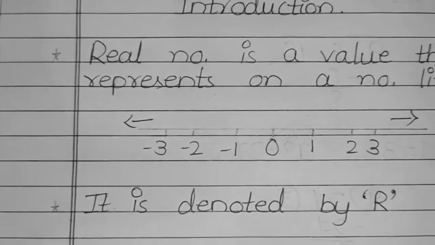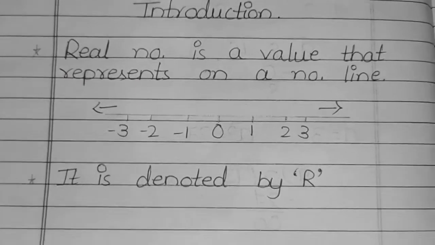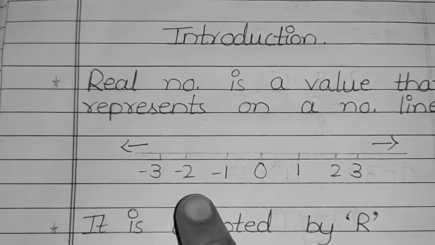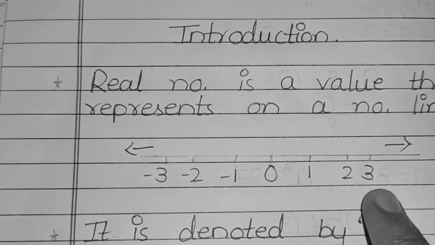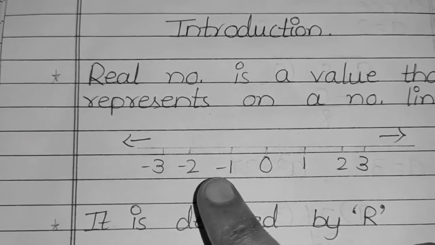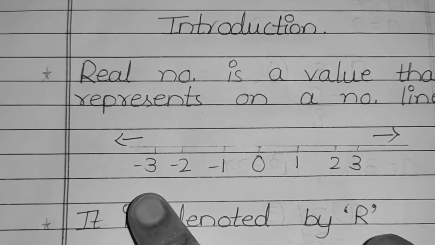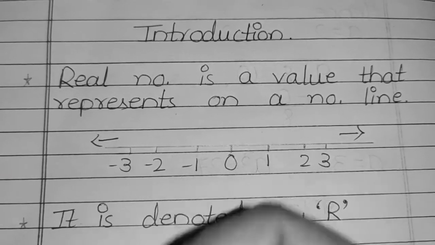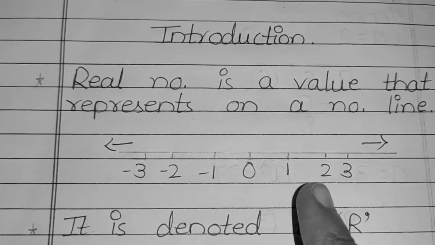Before starting with the chapter, I would like to give some introduction about it. Let me start with the meaning of real number. A real number is a value that represents a point on a number line. I hope you all know the number line. For reference, I have drawn a short number line consisting of 0, 1, 2, 3 as well as -1, -2, -3. So a real number tells us the value on the number line.